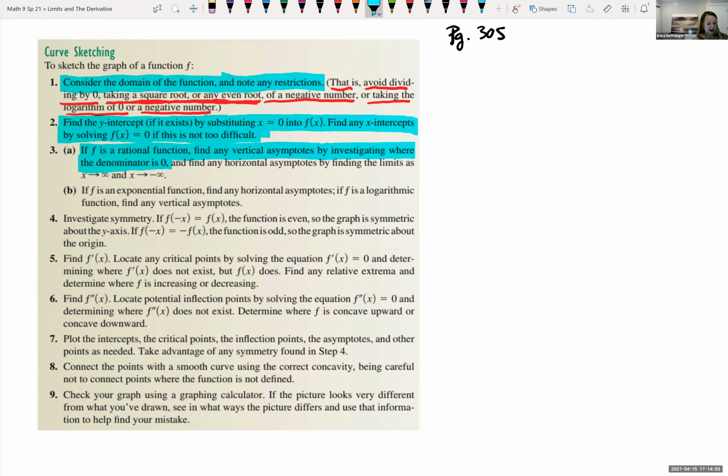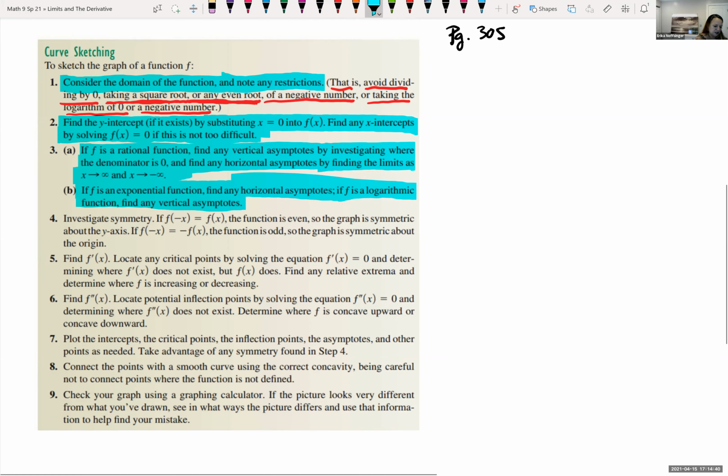Then we also looked at finding horizontal asymptotes earlier in this course, where we looked at the limits as x went to positive and negative infinity. So we wanted to see the end behaviors of our graph. Was it going to follow a horizontal line somewhere, or was it going to shoot upwards or downwards as we go off to positive and negative infinity? The other thing, if you have an exponential function, find any horizontal asymptotes, and if it's a logarithmic function, then find any vertical asymptotes.